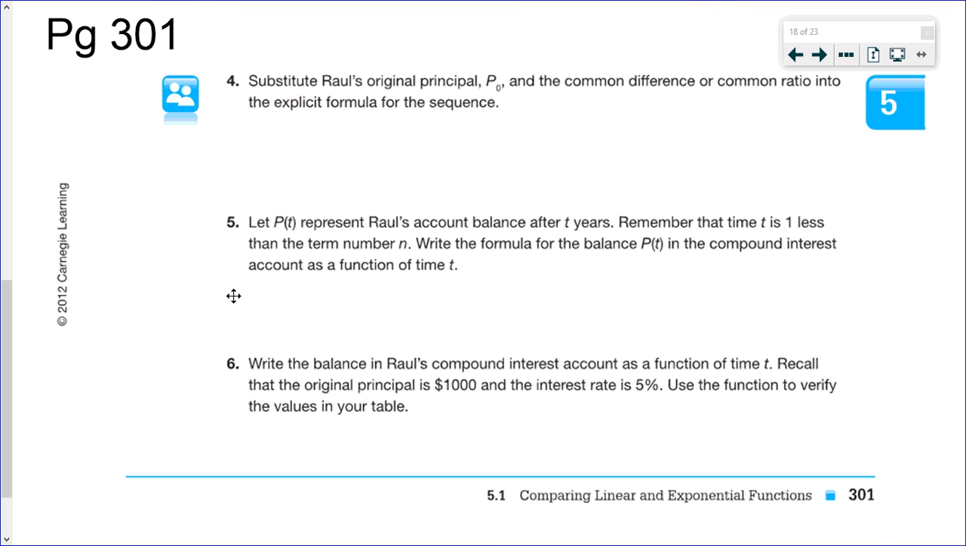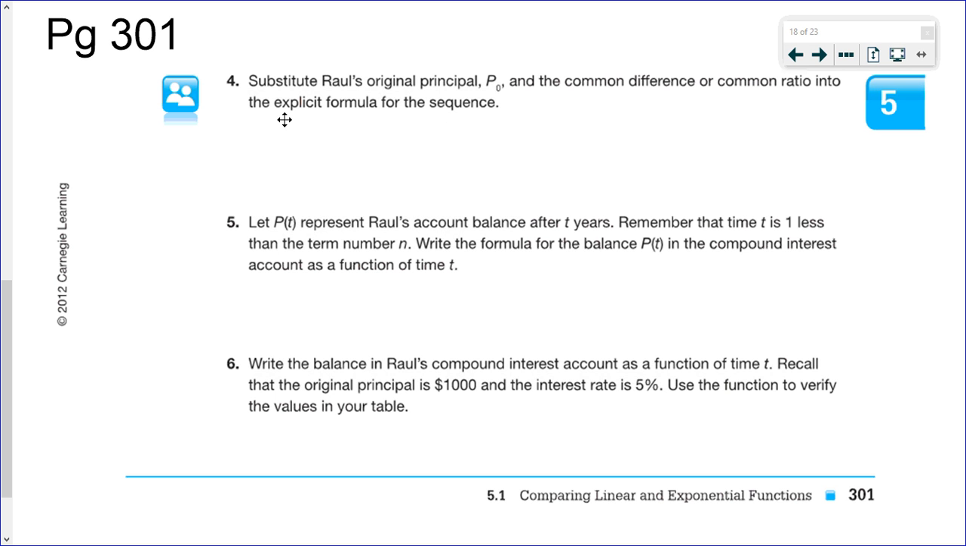So number 4, 5, and 6 are talking about the formulas that we come up with now from a geometric sequence and turning it into an exponential function. Let's look at number 4 first. It says substitute the original principal, which is P0, and the common ratio into the explicit formula for a sequence.